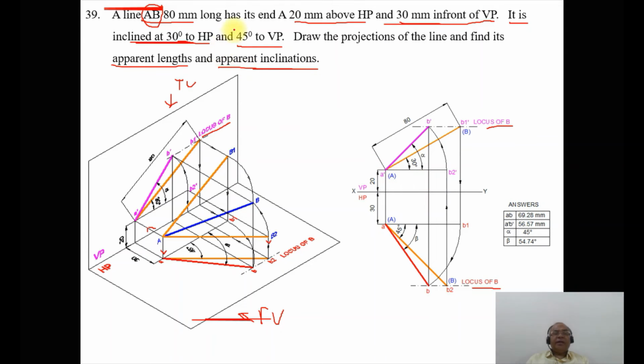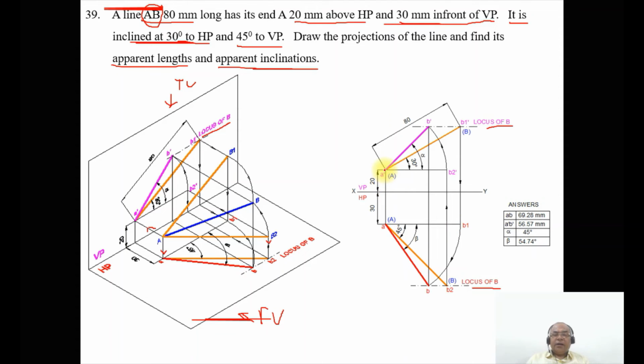Next, what we need to do. First, we are going to take point A above HP by 20 mm and 30 mm in front of VP. So from the XY line, you measure a distance of 20 mm and draw a horizontal thin line. Similarly, from the XY line, you measure 30 mm below the XY line because it is in front of VP, seen in HP. So from here, you measure 30 mm and draw a horizontal thin line.